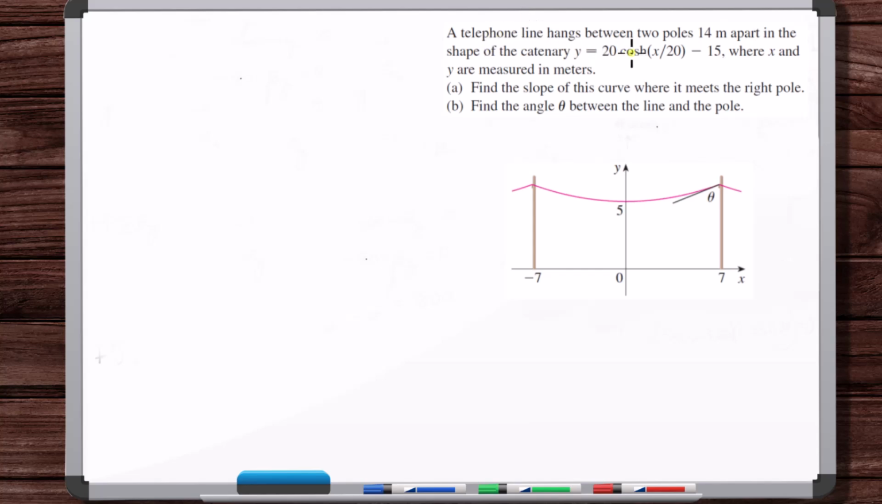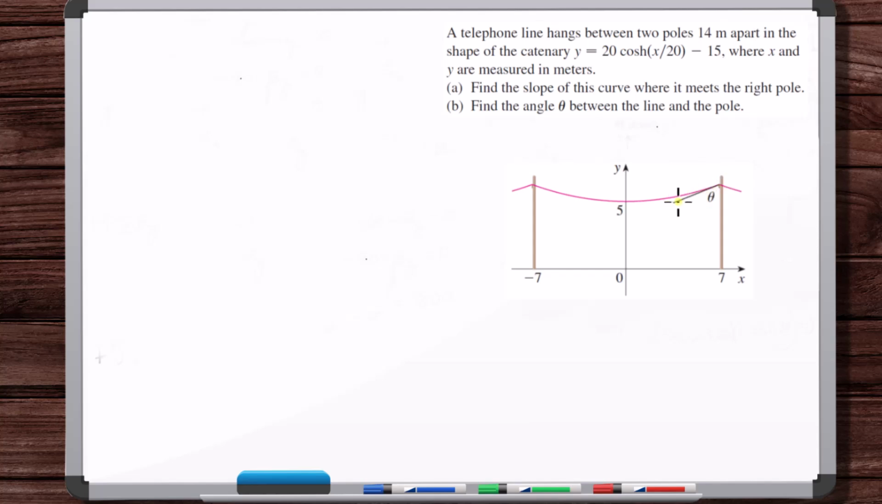A telephone line hangs between two poles 14 meters apart in the shape of the catenary. y = 20 cosh(x/20) − 15, where x and y are measured in meters. So we talked about how if you have a heavy chain, wire, or cable hanging between two points like this, the function for that cable is a hyperbolic function. Find the slope of this curve where it meets the right pole.